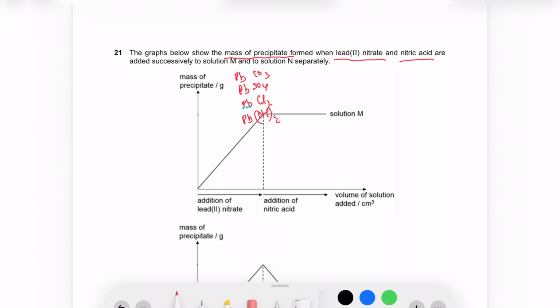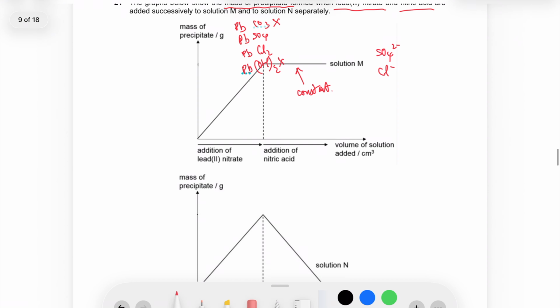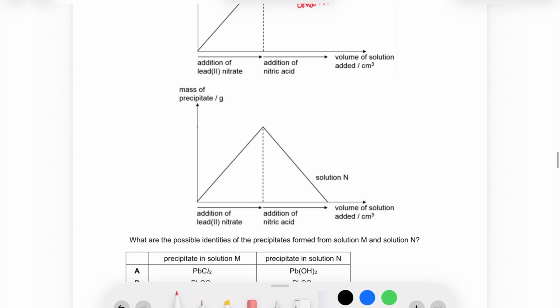But when you add acid, the mass remains constant. So this precipitate does not react with the acid, so it can't be carbonate and it can't be hydroxide. So it's either sulfate or chloride, because these two ions will not react with the acid. Now look at this one, which is very similar. It can be lead sulfate, lead carbonate, lead chloride, or lead hydroxide.